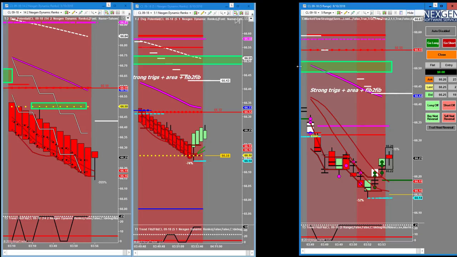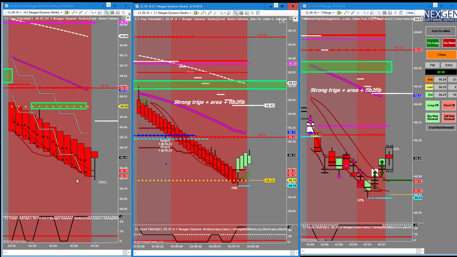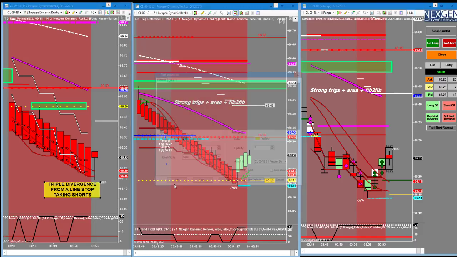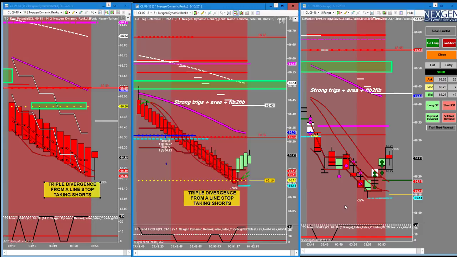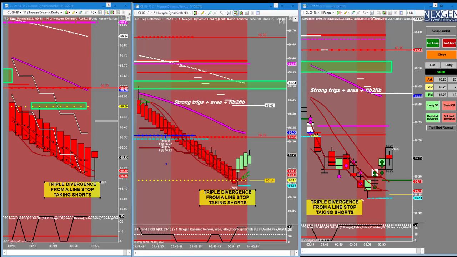If you hit a horizontal line like a 1-to-1 or a fib or some type of support, and you have what we call triple divergence, so it just means that you have negative numbers at the bottom on all 3 charts, so just call it triple divergence from some type of line of support, stop taking shorts. And again, every once in a while, you're going to miss a winning trade. About 70 or 75% of the time, you're going to miss a losing trade. And you'll see. So we'll progress forward through this lesson and you'll see.